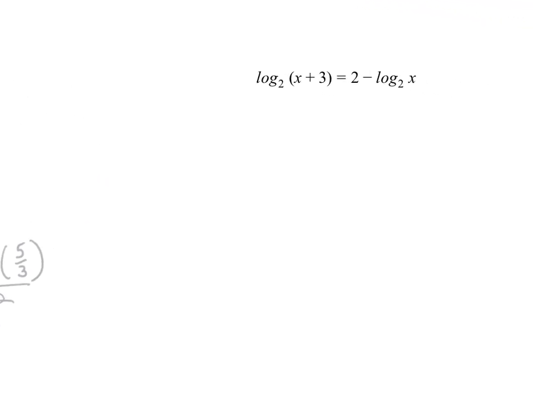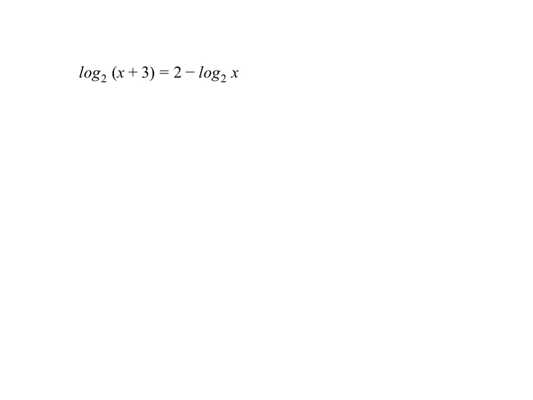Now the final one here is a little tricky. It has 2 log terms, and it has a 2 there. So when you have multiple logs and you're trying to solve, we have to basically put them together. So I will add log base 2 of x to both sides to get them on the same side. So I have log base 2 of x plus 3 plus log base 2 of x equals 2.